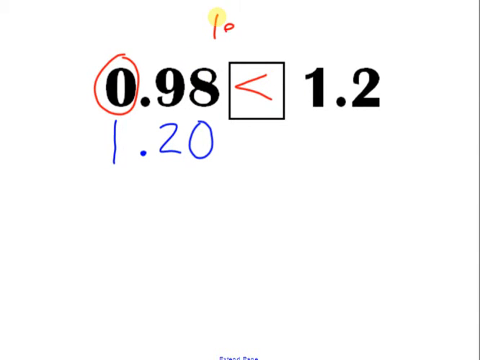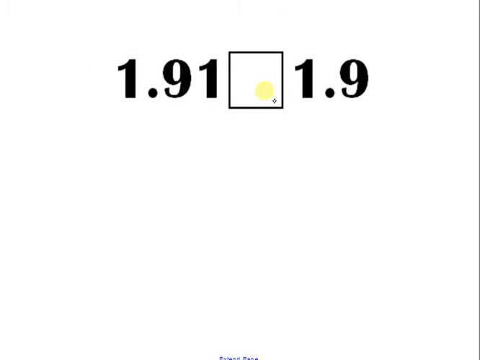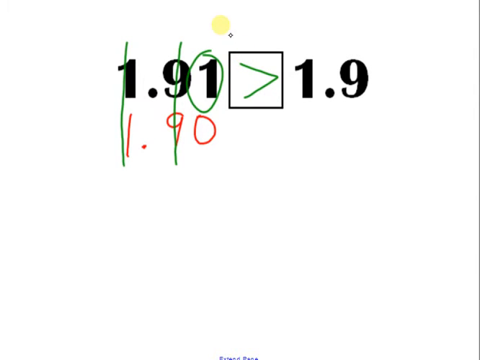So this sign right here is the less than sign, because again, we read from left to right, from this way to this way, and this is the less, and this is greater, so we call it less than. Okay, 1.91 and 1.9, I'm going to drag this guy over here, 1.9, add a 0 as a placeholder, and I'm going to compare the digits, 1 and 1, 9 and 9, 1 and 0, all right? The 1 is greater than the 0, so I'm going to put a greater than sign.